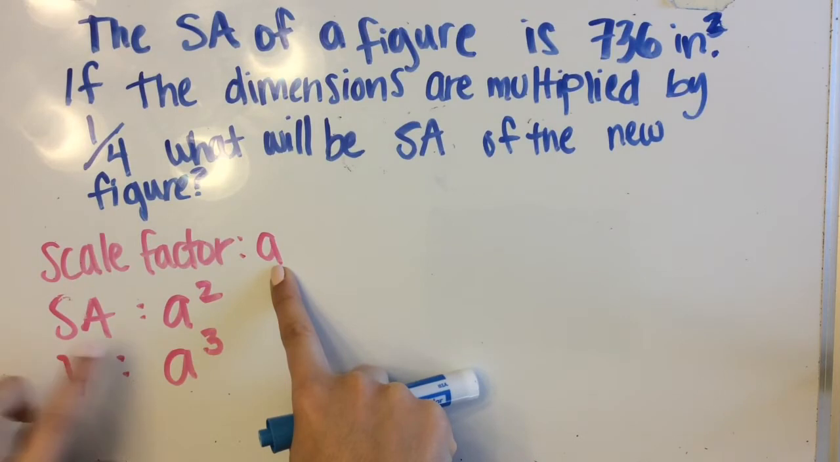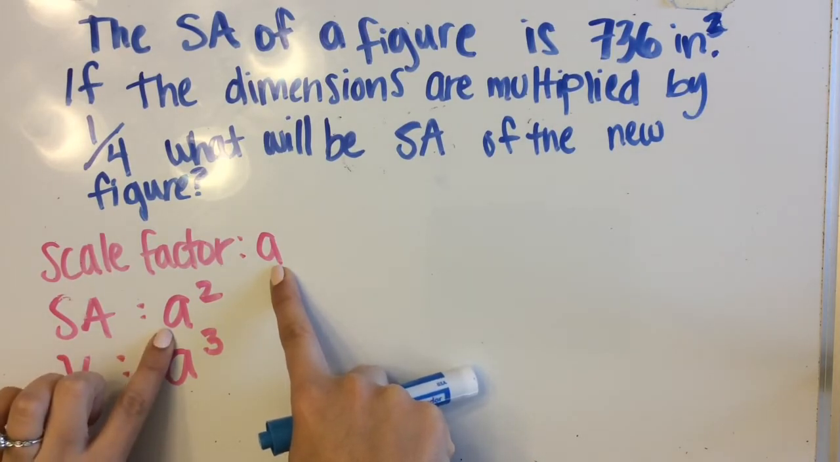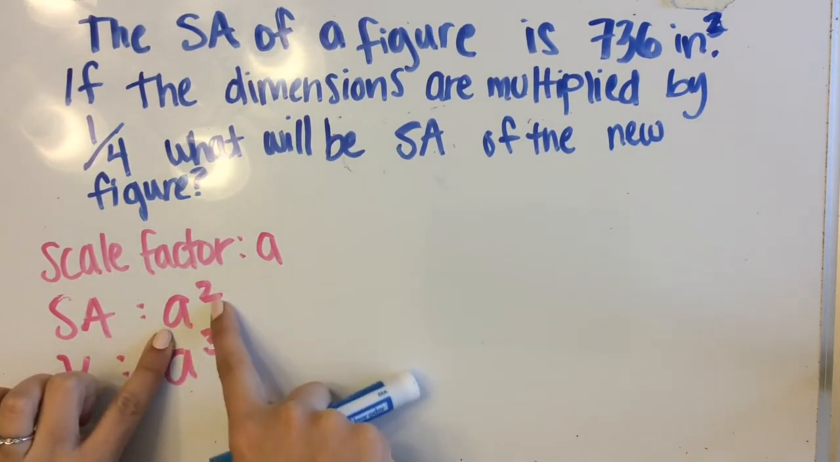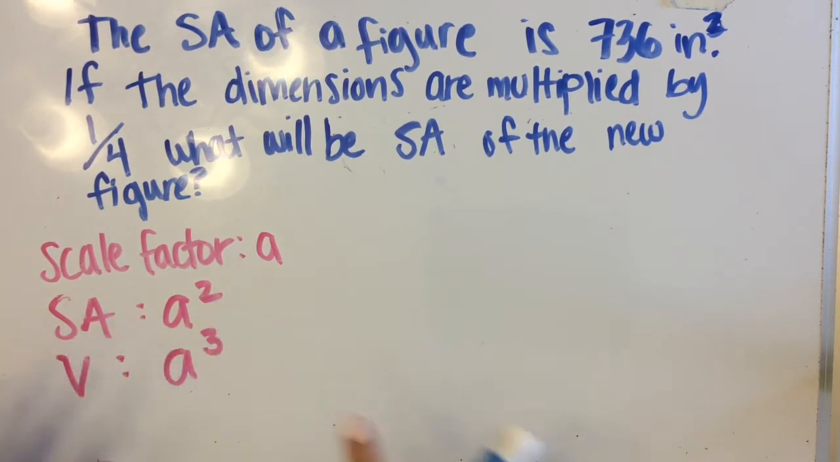Then the surface area of that figure will grow with a squared, or 2 squared, which will be 2 times 2, which equals 4. So that means that the surface area will grow 4 times as big, and then the volume will grow 2 to the third times as big, which is 2 times 2 times 2, so that's 8. So it'll grow 8 times as big. So that is kind of my pattern.